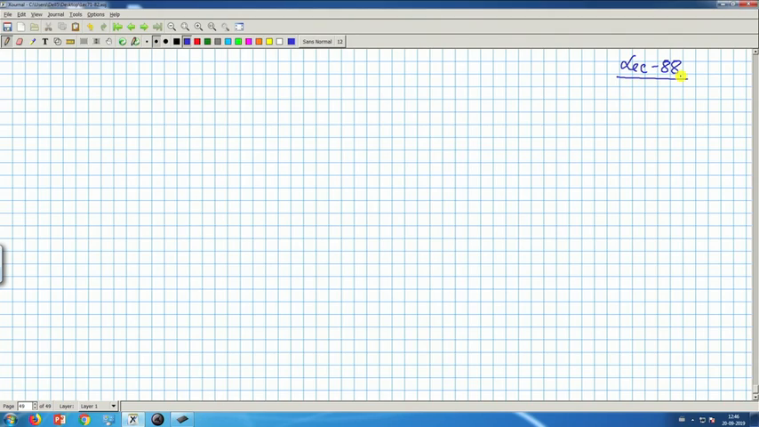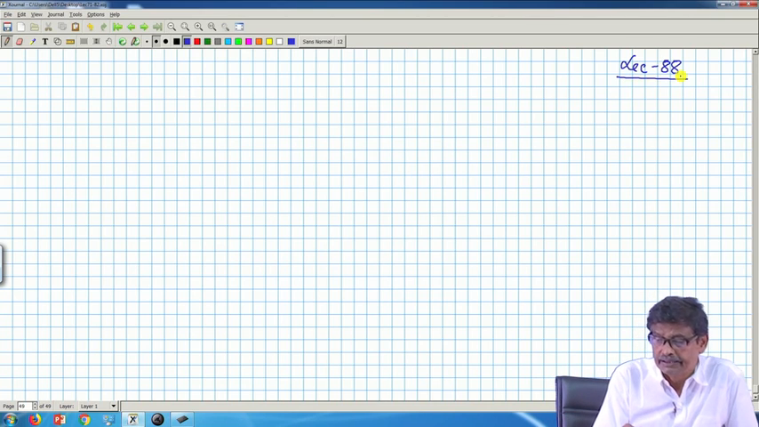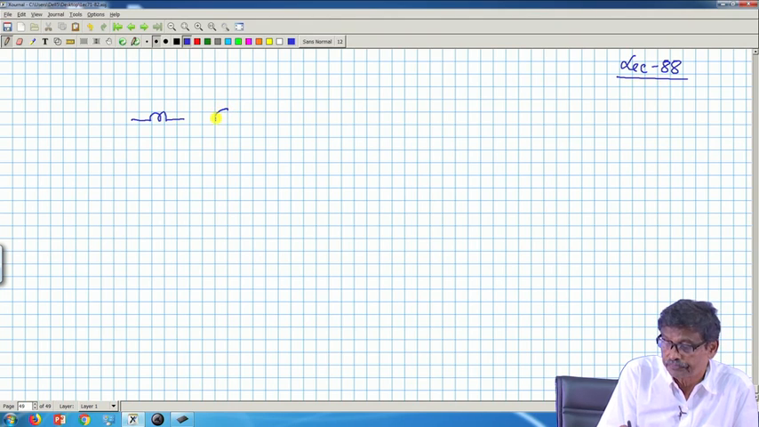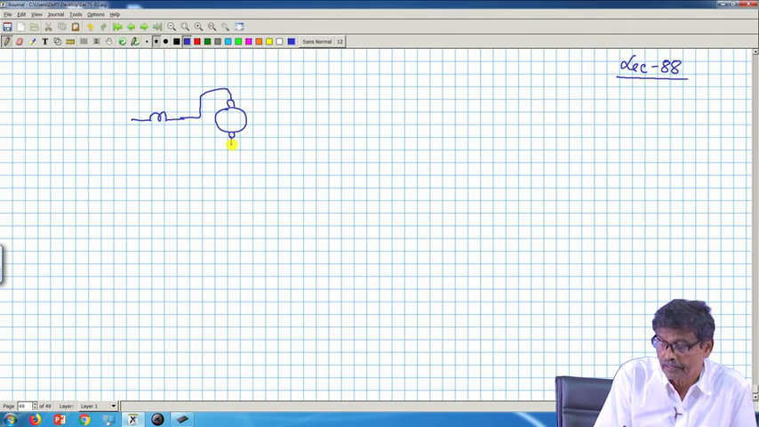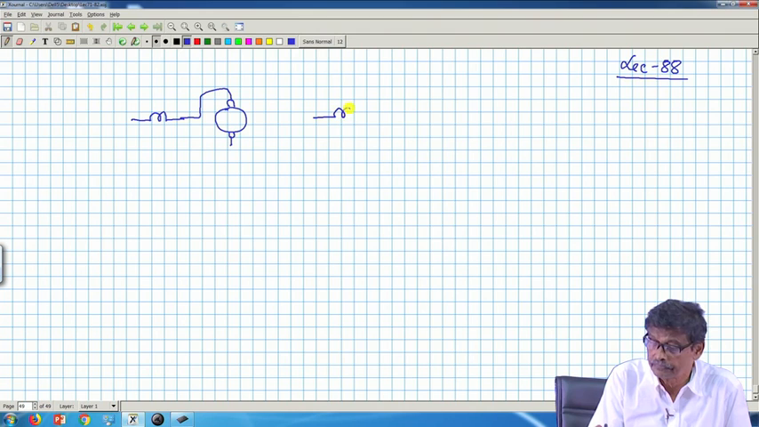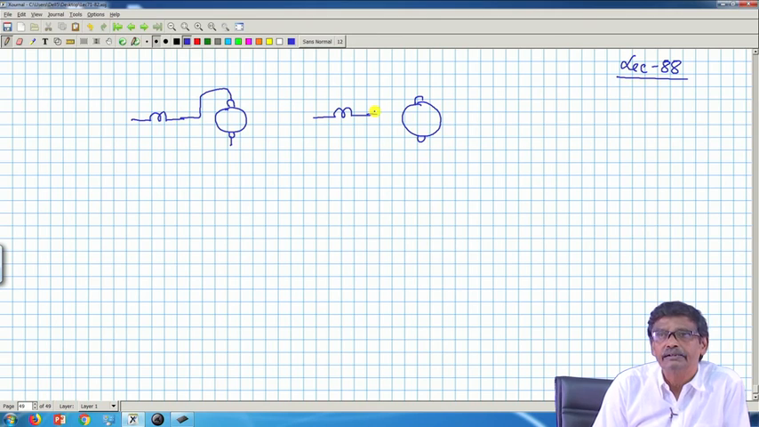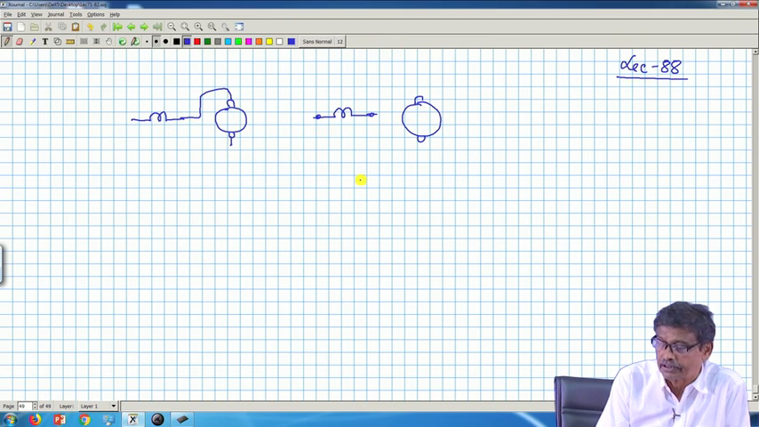Now, in general for traction, there may be several DC motors. At the time of starting, more than one DC motor is used. For example, suppose you have got two motors. This is one series motor, and this is another series motor. I will just give you an idea how to analyze these things. At the time of starting, this is the field and armature of one motor, and this is the field and armature of the other motor.